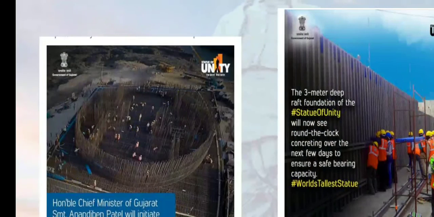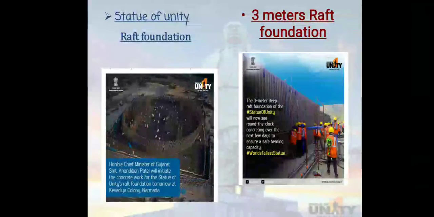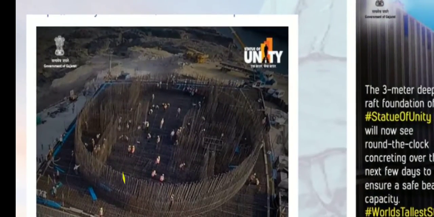This is the image of the raft foundation, which is the base point of the Statue of Unity. The total height of the raft foundation is 3 meters. From this raft foundation, n number of columns and rows are raised.